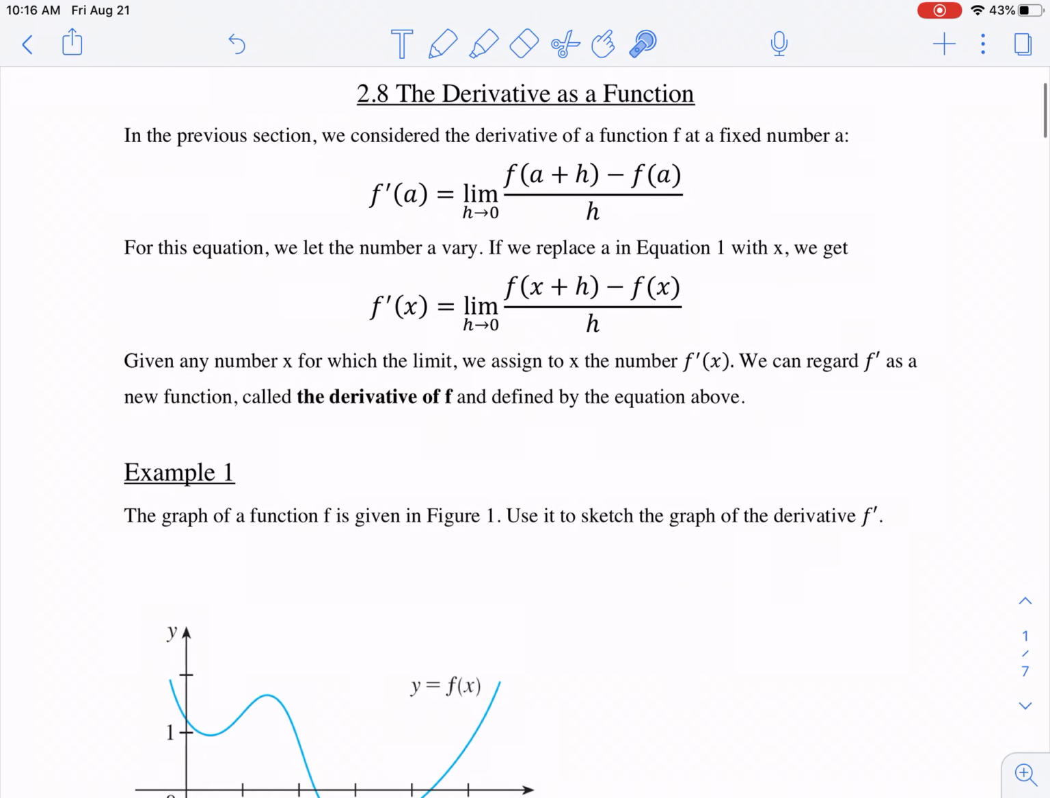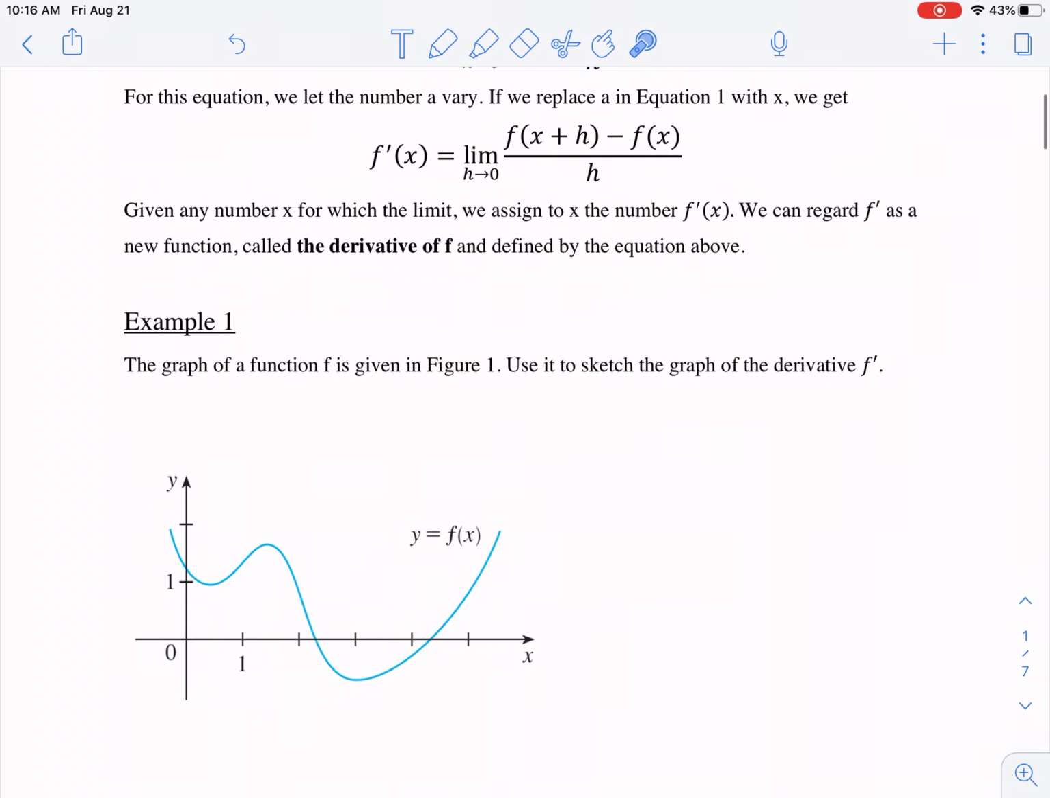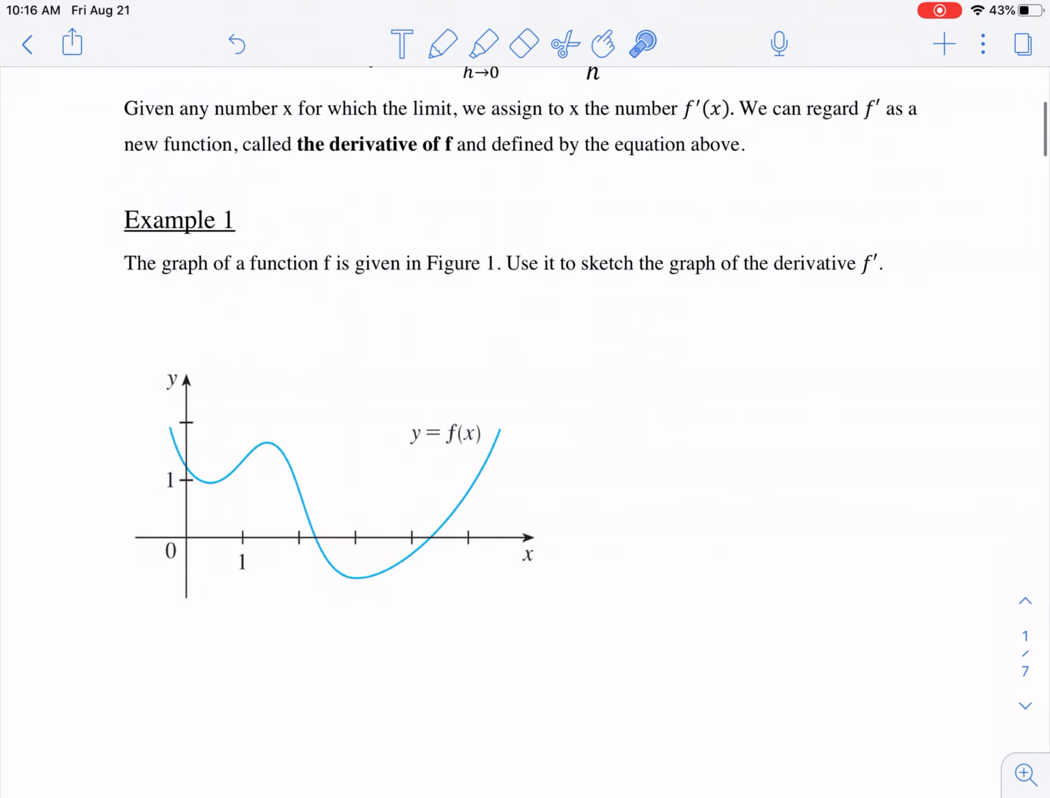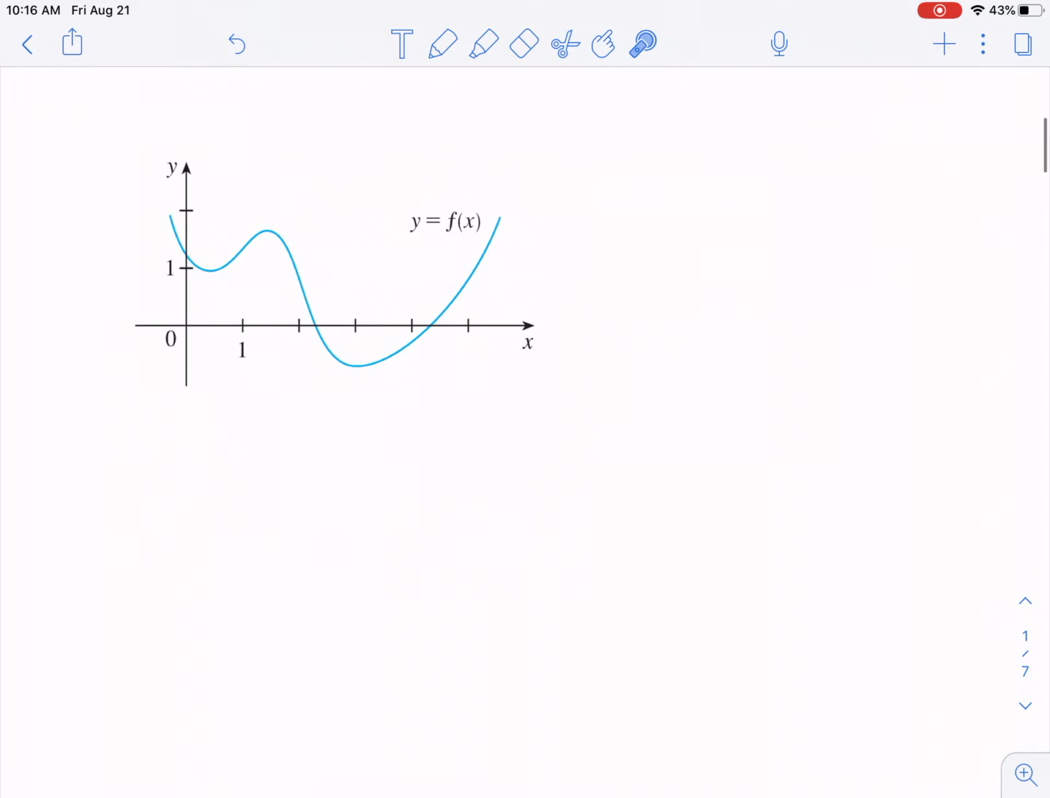Now let's take a look at example 1. The graph of function f is given. As you can see, this is a polynomial. We want to use this graph to sketch the graph of the derivative function. So let's just plot some points. I will tell you why I want to take care of these points.